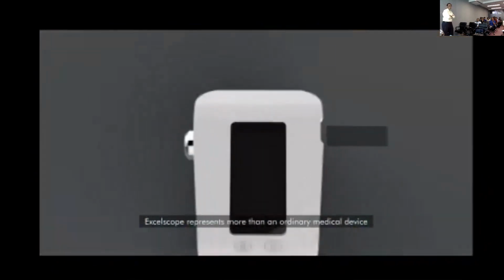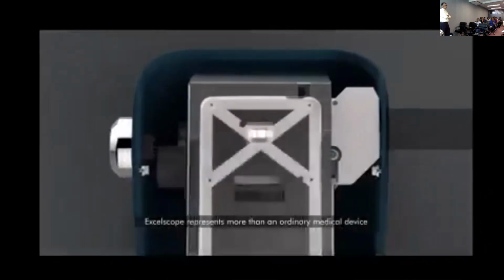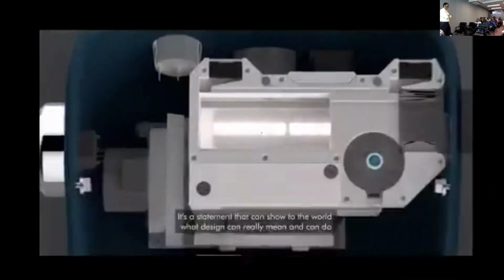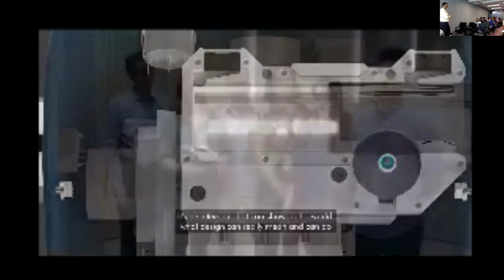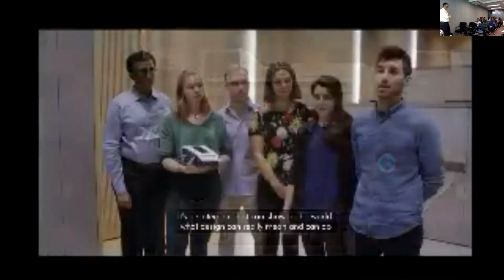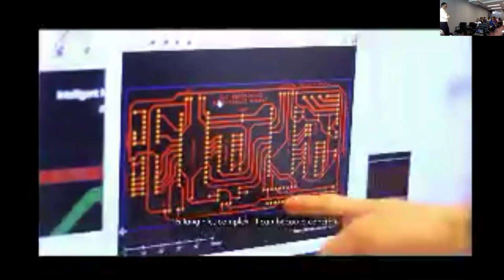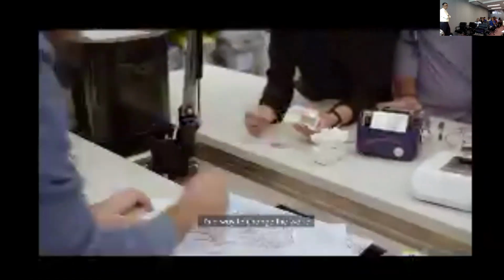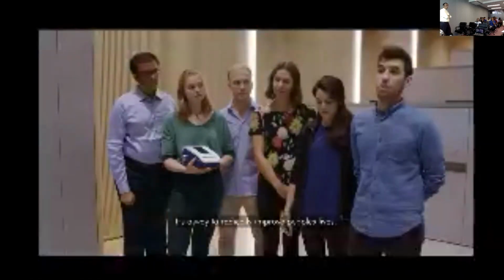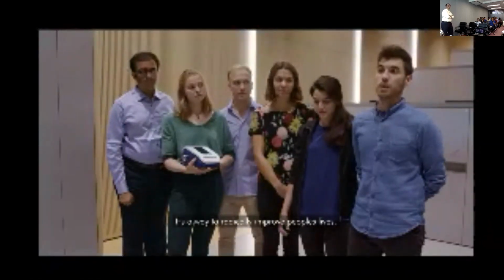Excelscope represents more than an innovative medical device. It's a public statement that can show to the world what design can really mean and can do. It's tangible, complex, it can be concrete, it can really solve problems. It's a way to define a better world. It's a way to radically improve people's life.